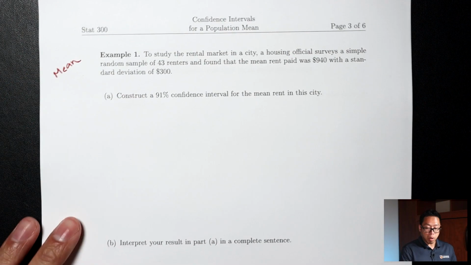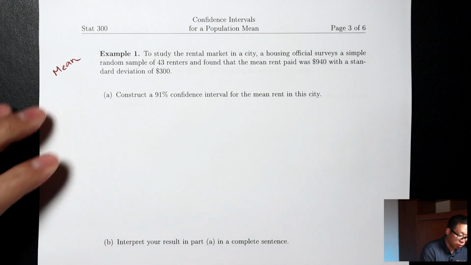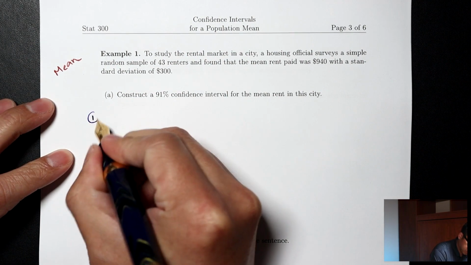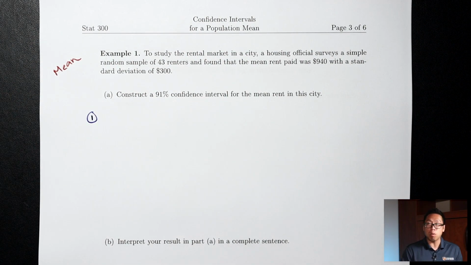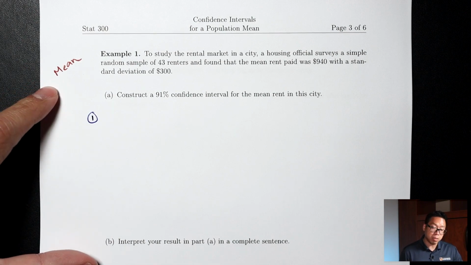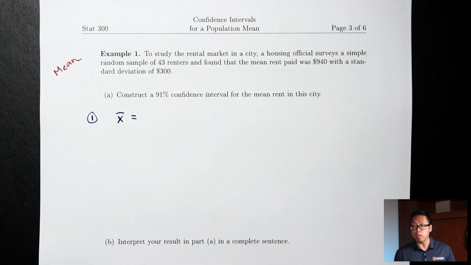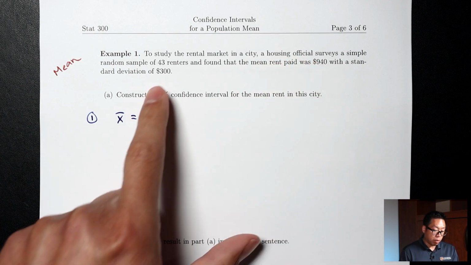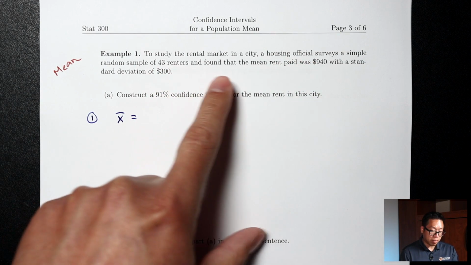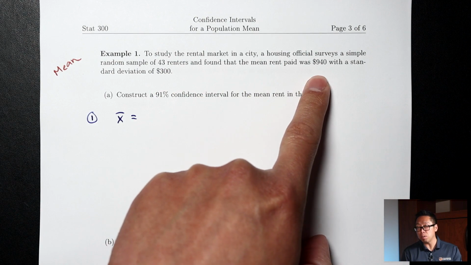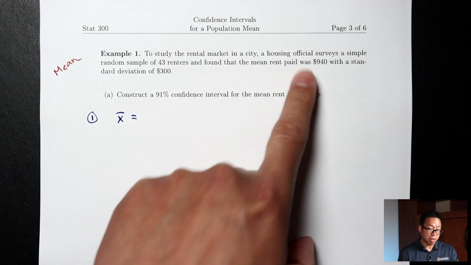So let's go through the 4-step process. The first step is to find a point estimate, which will be either p hat or x bar. Because we're talking about means, we're looking for x bar. And x bar is the mean that you get from the sample. So what is the mean from the sample? They took a sample of 43 renters and found that the mean rent was $940. So the mean is $940.